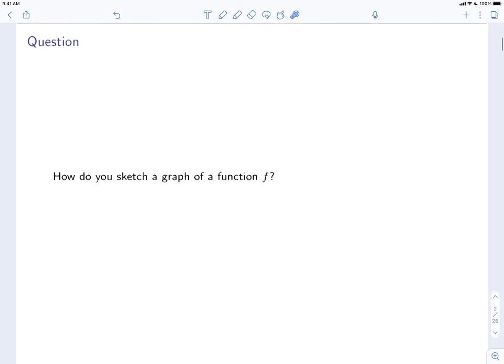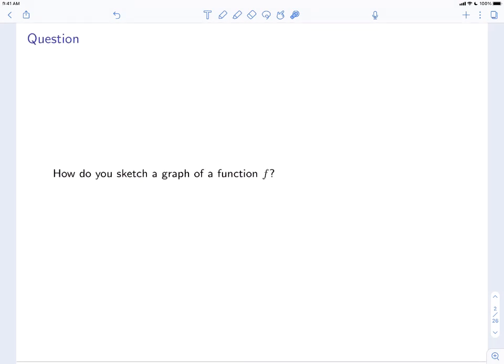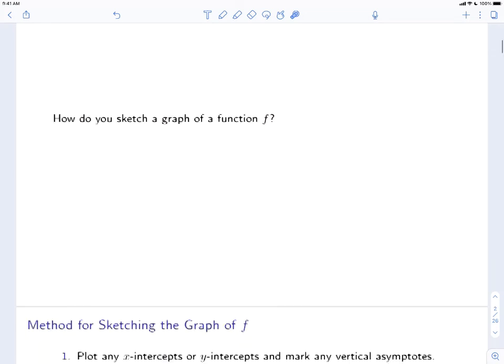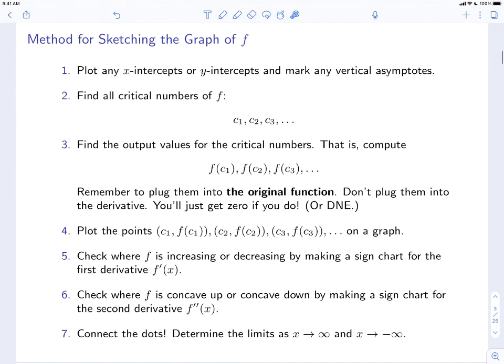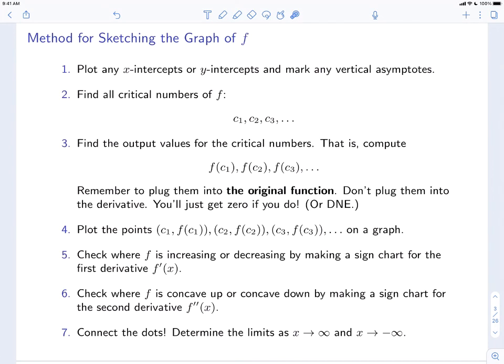In this video, we'll talk about sketching graphs. The basic question is simply, how do you sketch a graph of a function f? We have a method which is based on information that we can obtain from the first and second derivative.